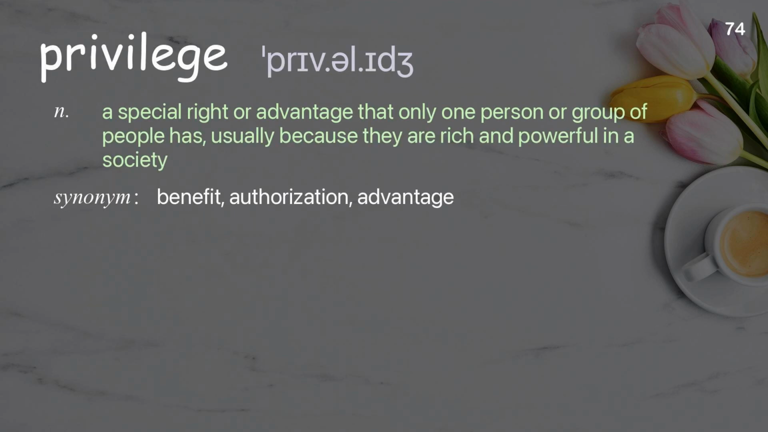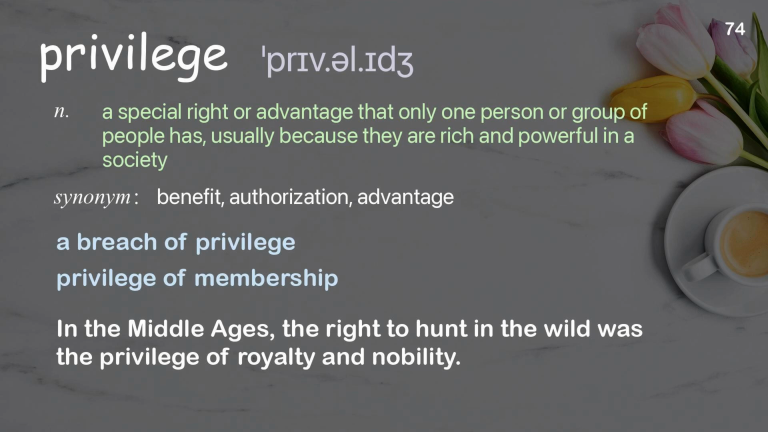Privilege: A special right or advantage that only one person or group of people has, usually because they are rich and powerful in a society. Examples: A breach of privilege. Privilege of membership. In the Middle Ages, the right to hunt in the wild was the privilege of royalty and nobility.